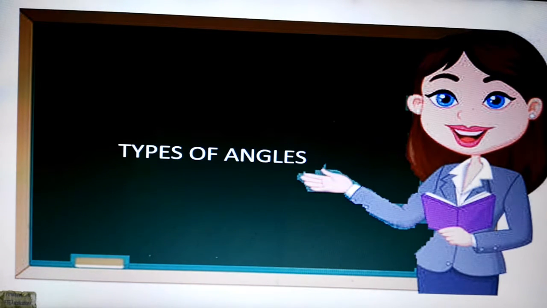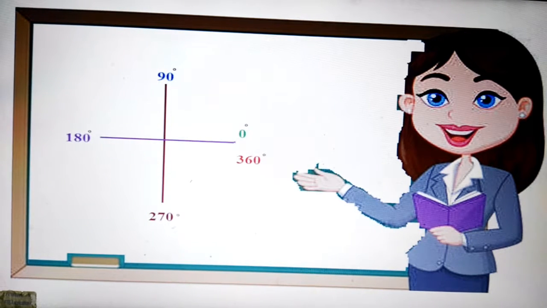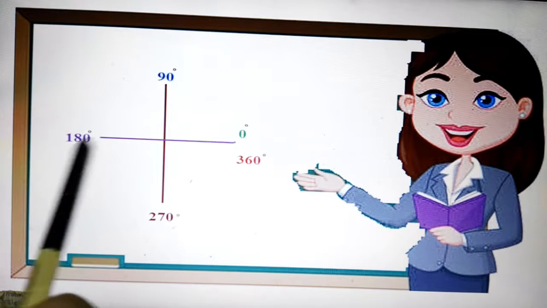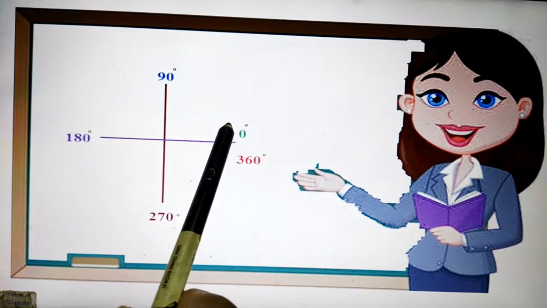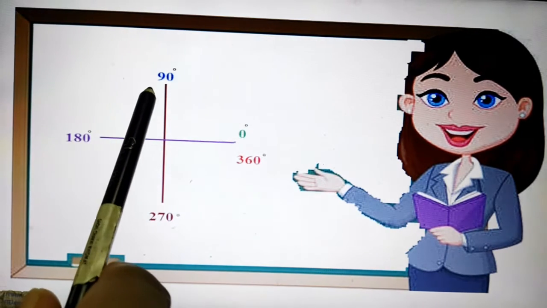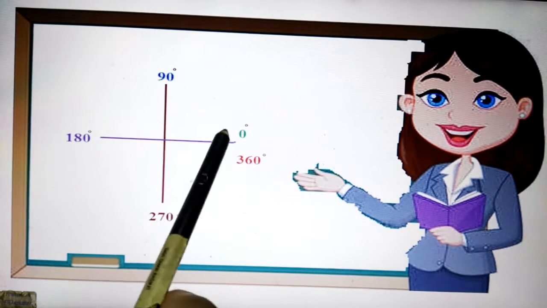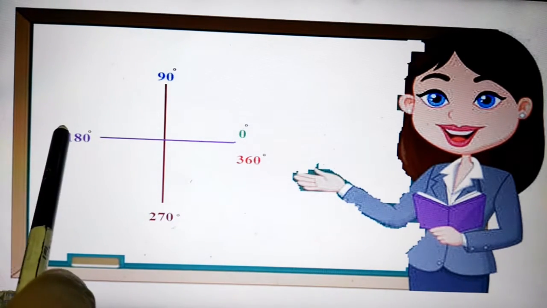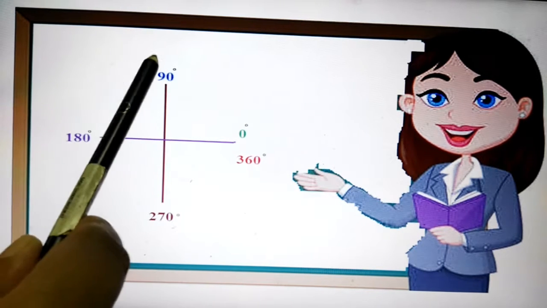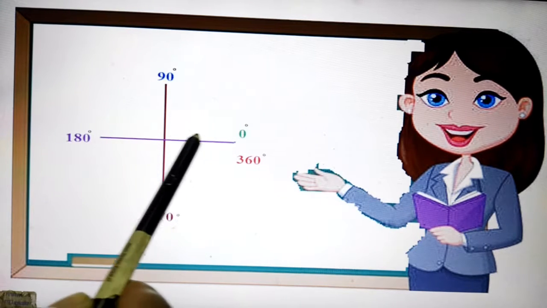Now we will see how many types of angles there are. Before going to types of angles, suppose this is a coordinate plane. In this quadrant, this is angle 0, and as we move to this perpendicular line, this is an angle of 90 degrees between this line and this line. As we move to our left side, this is the quadrant between 90 and 180 degrees, and here this is a straight line.